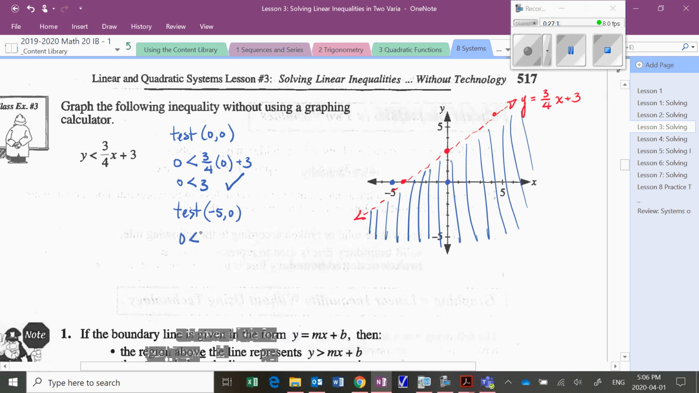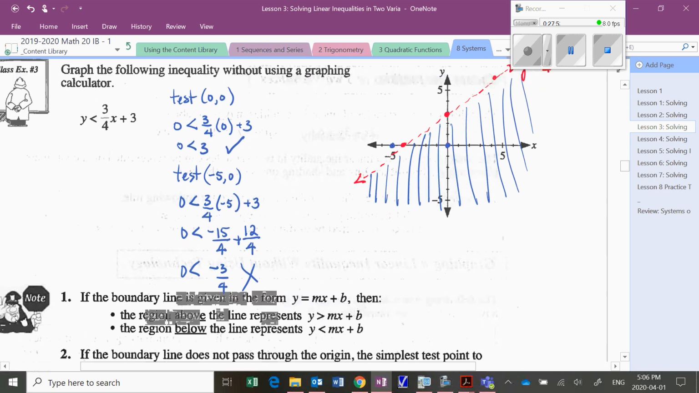So we've got 0 less than 3/4 of -5 plus 3. So 0 less than, I guess I could have picked a multiple of 4, that would have helped a little bit. So -15/4 plus 12/4, which is of course the same as plus 3, and so then we're looking at -3/4 here. And 0 is less than -3/4. That is of course false. So that confirms the fact that we have the right side shaded, the correct side shaded, I should say.